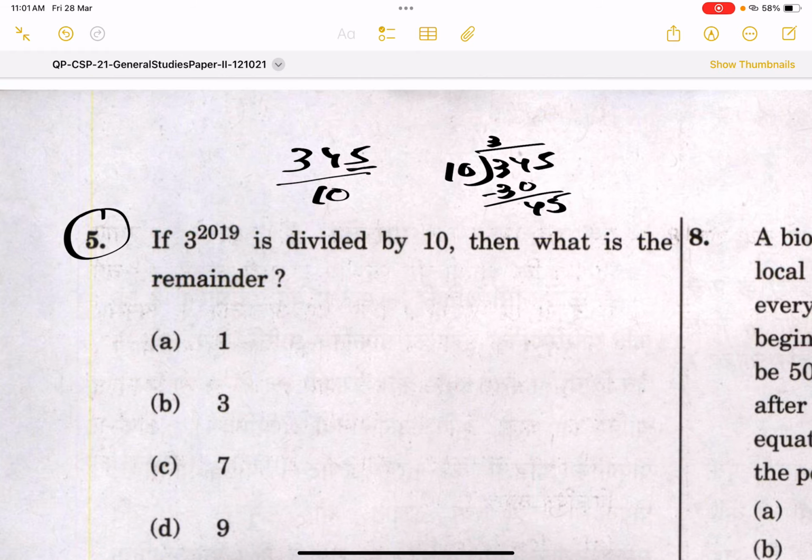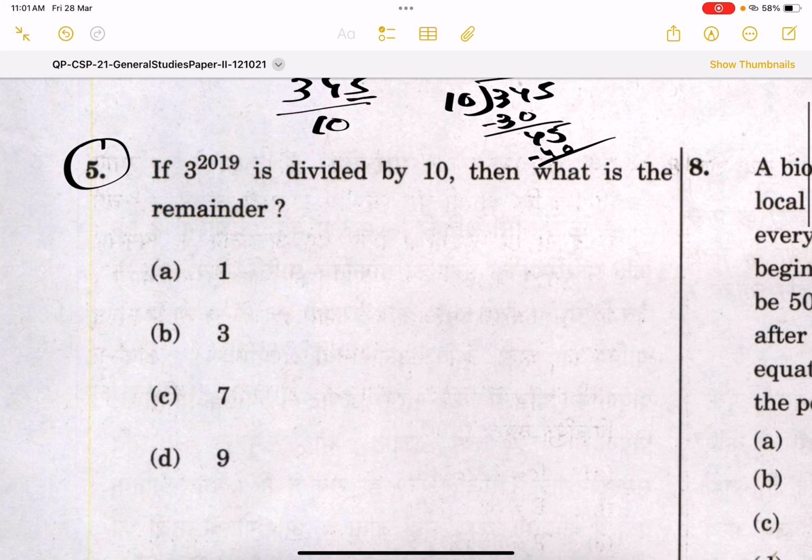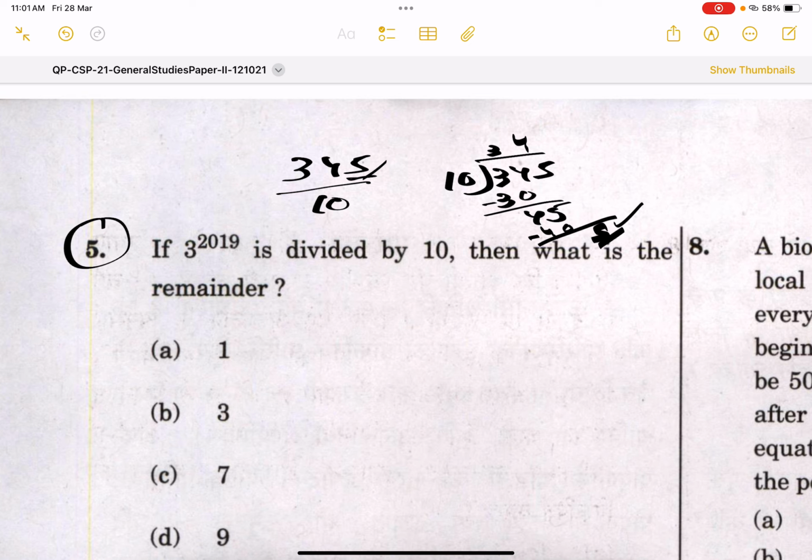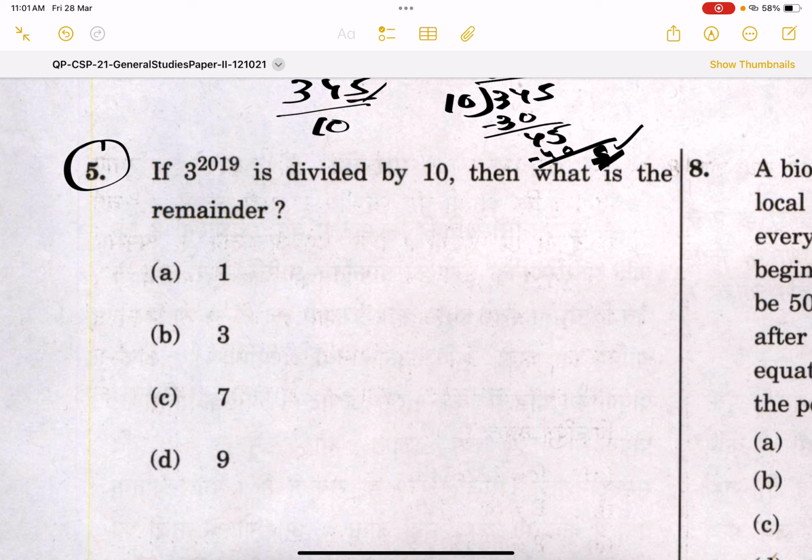Now here you will go for 4 times and this is your 40 and the remainder comes as 5. So remainder is 5 and unit digit is also 5. So I can say that to find the unit digit for any number, if I divide the number by 10, then whatever the remainder comes would be your unit digit. So here I have 3 to the power 2019 divided by 10.